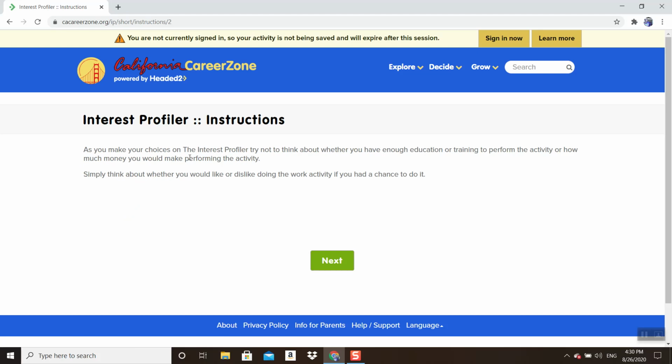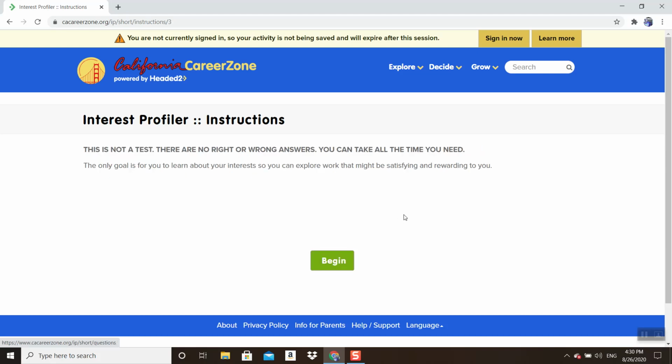So as you make your choice in the interest profiler, try not to think about whether you have enough education or training to perform the activities. More importantly, is this something you would like to do? This is not a test. There's no right or wrong answers, and please don't speed through. Take your time and answer them based on how you feel.